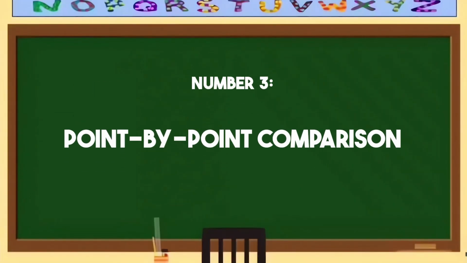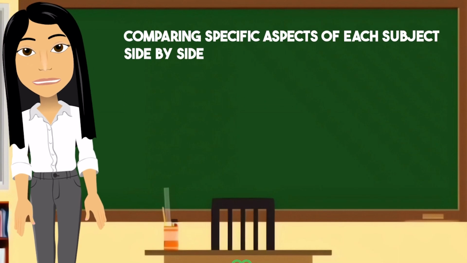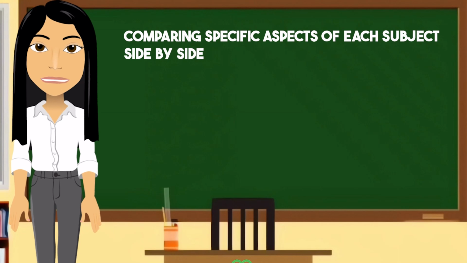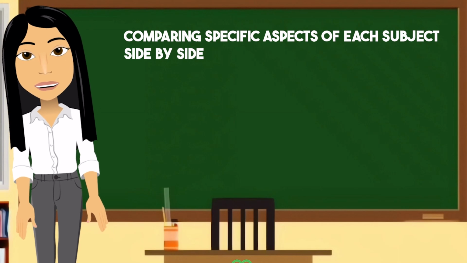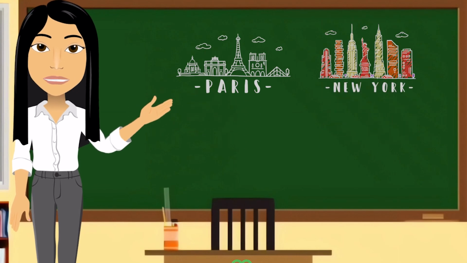Number 3. Point-by-point comparison. The point-by-point method involves comparing specific aspects of each subject side by side. This technique is particularly effective when you need to provide a detailed and balanced comparison. Imagine you're comparing 2 cities, Paris and New York.